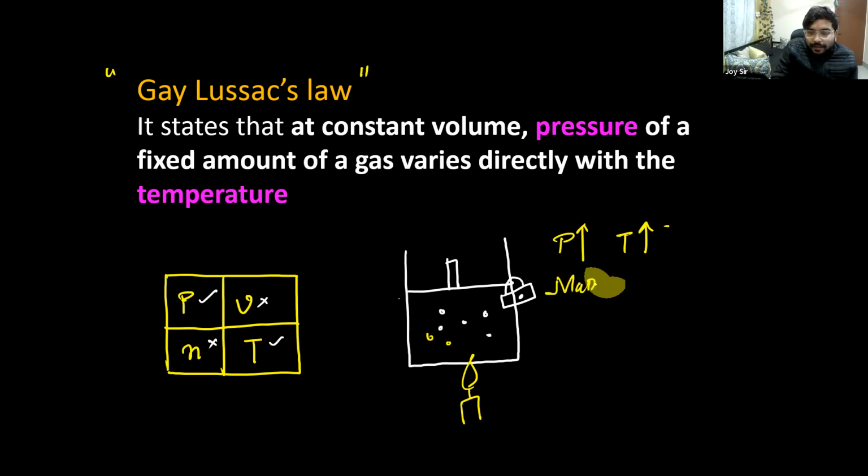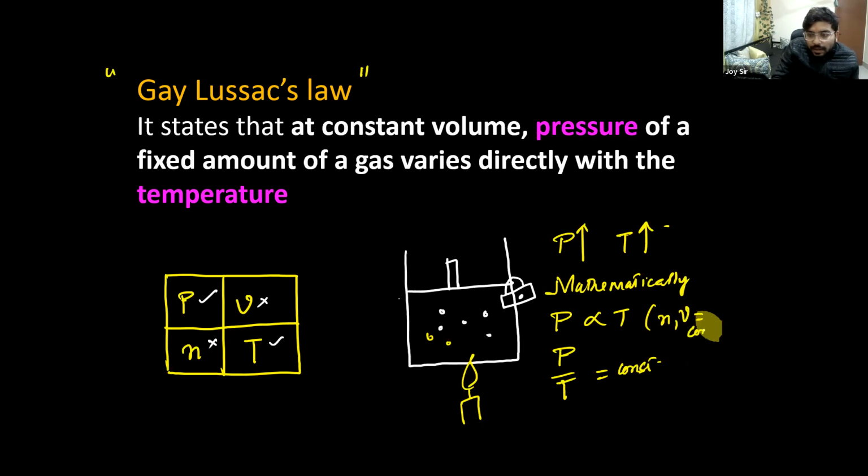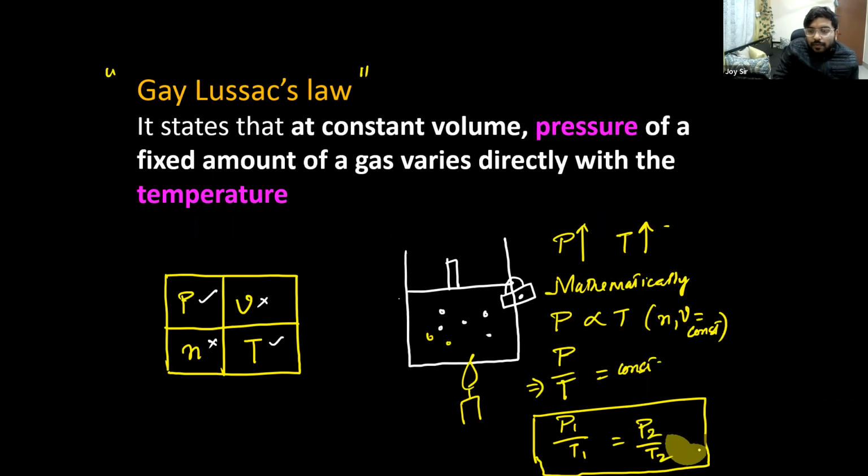So mathematically, pressure is directly proportional to temperature. P by T is equal to constant. Therefore, the other two things, number of moles and volume, are constant. Here, P1 by T1 is equal to P2 by T2. Clear? This is our Gay-Lussac's law. It is not as important, but it is there in the course, so we should know it. P1 by T1 is equal to P2 by T2. Very, very important.